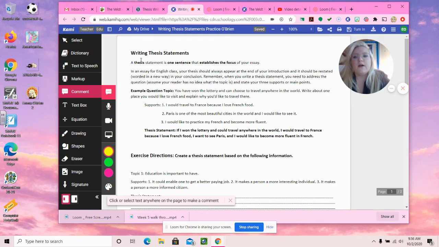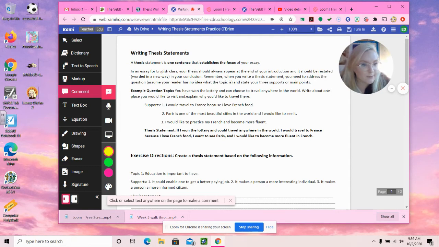So it says, this statement is one sentence that establishes the focus of your essay. In an essay for English class, your thesis should always appear at the end of your introduction, and it should be restated, worded in a new way, in your conclusion. Remember, when you write a thesis, you need to address the question. So assume your reader has no idea what the topic is, and state your three supports or main points. Okay, so we talked about having the opinion and the three reasons, or supports, that's what they're called sometimes, like three support pillars to hold up your idea.